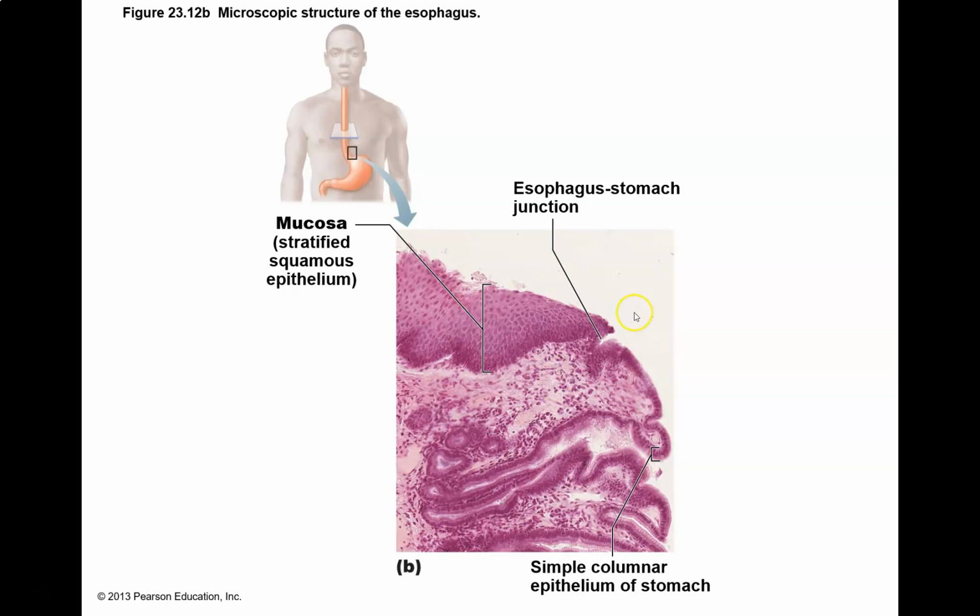When we transition into the stomach, however, we immediately and starkly transition over to a simple columnar epithelium, and that persists all the way down to the anus. The anus itself is, of course, a stratified squamous epithelium like the esophagus.